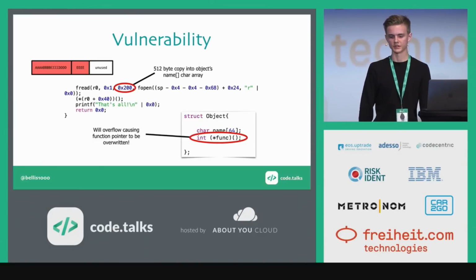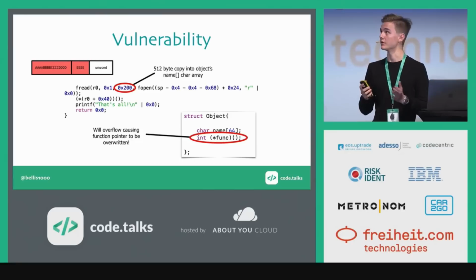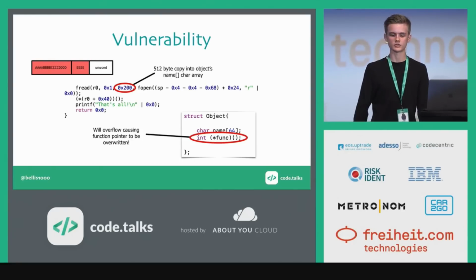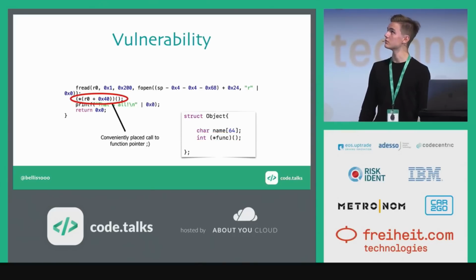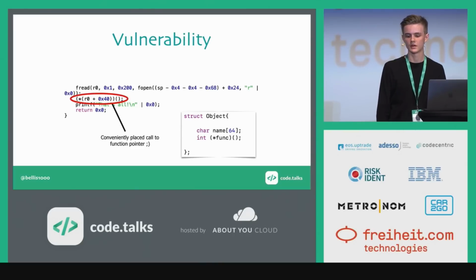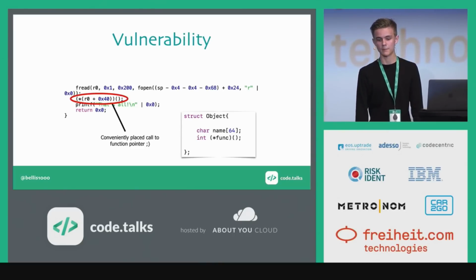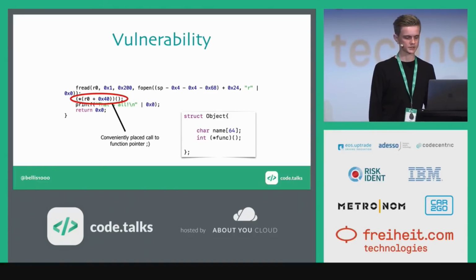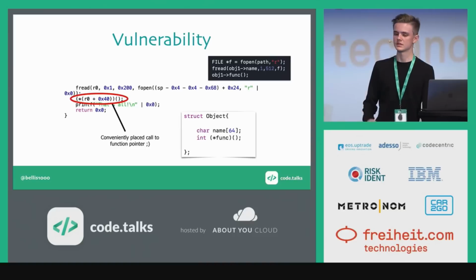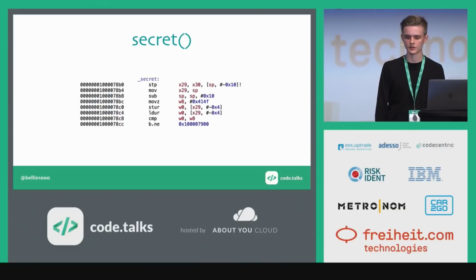So it's very simple to trigger this bug. You just need to have a file that's more than 64 bytes long, and it will automatically overwrite into that function pointer. And conveniently, that function pointer is called directly after the call to fread. So it's a very artificial kind of setup, but it will represent a vulnerability for us. And then here's the C code equivalent if you want to see how that actually works.